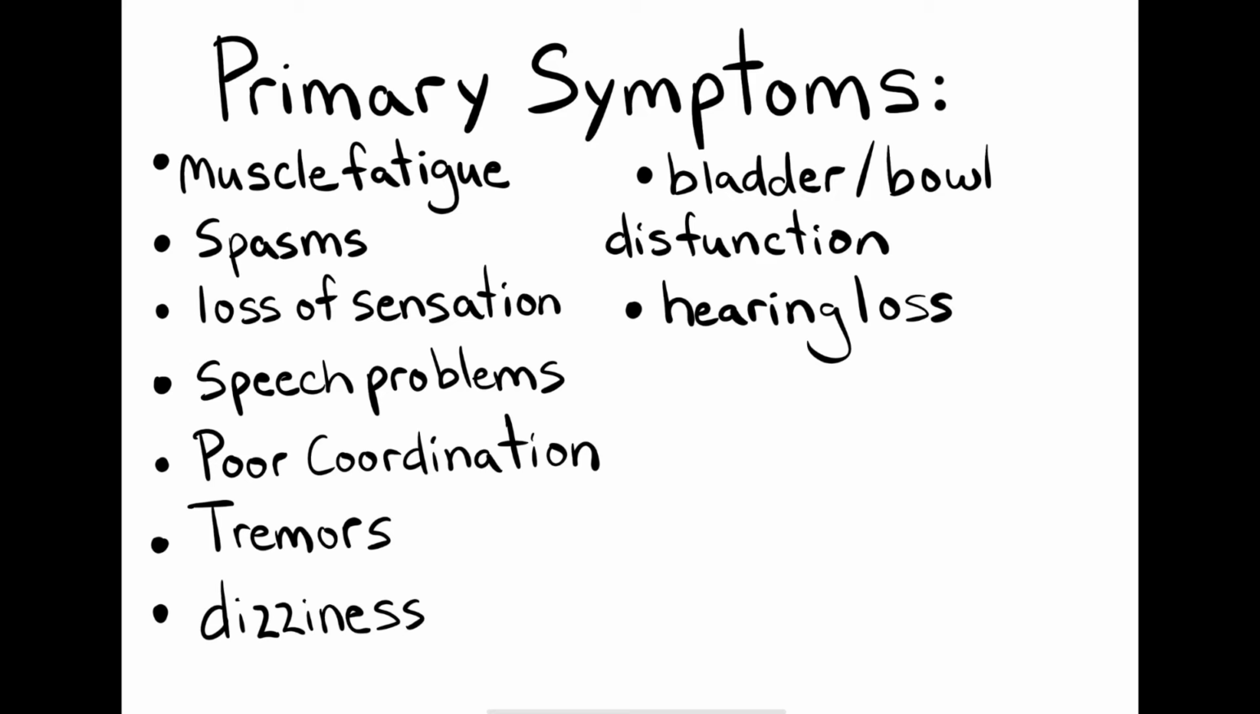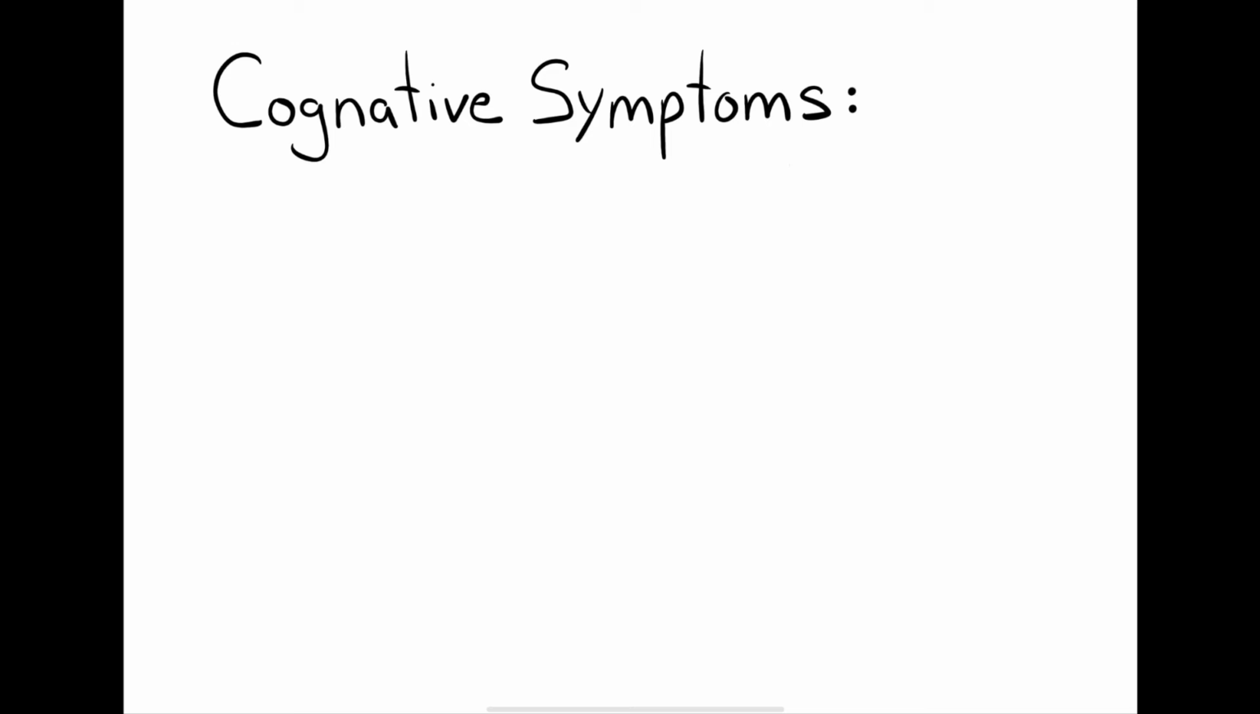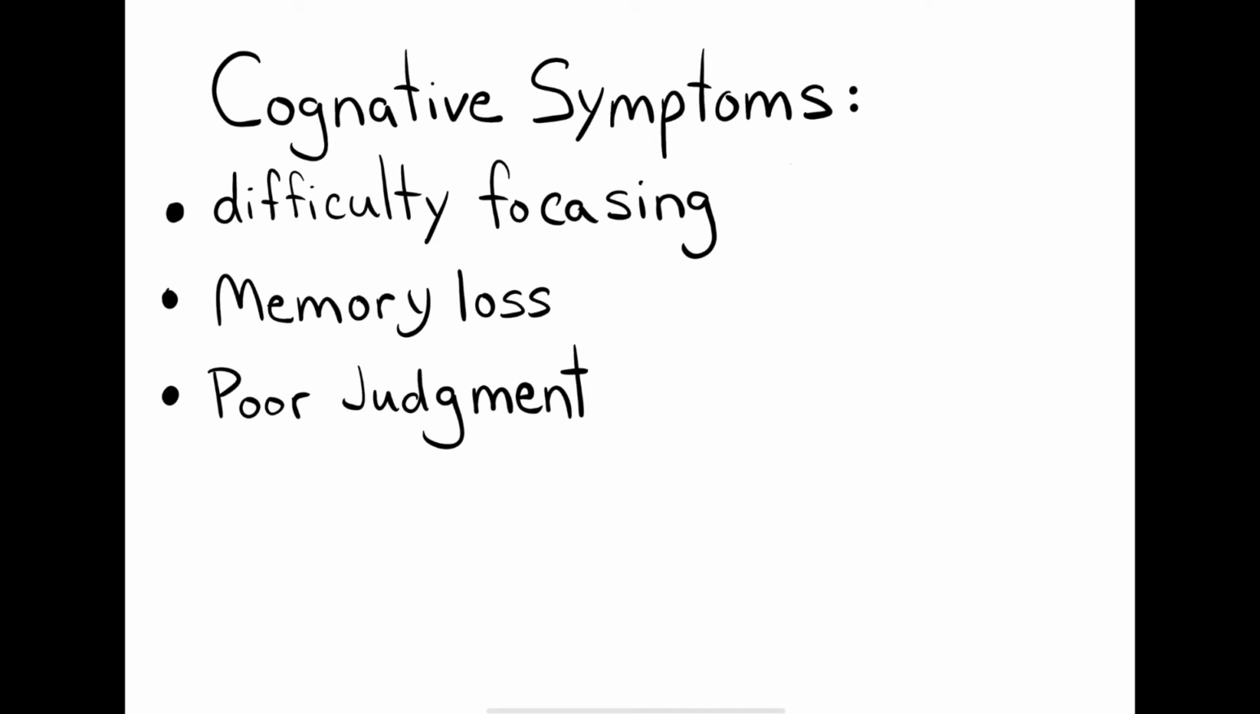Primary symptoms, or symptoms that are a direct result of the destruction of myelin, include muscle fatigue, spasms, loss of sensation, speech problems, poor coordination, tremor, dizziness, bladder and bowel dysfunction, and hearing loss. Cognitive symptoms are apparent 50% of the time and mostly consist of difficulty focusing, memory loss, and poor judgment.